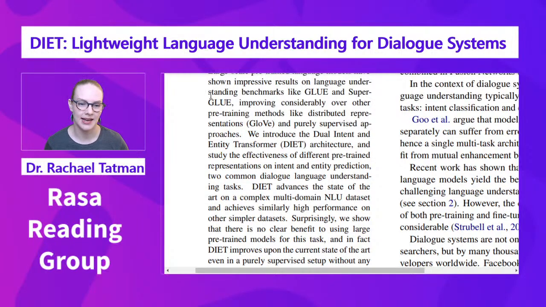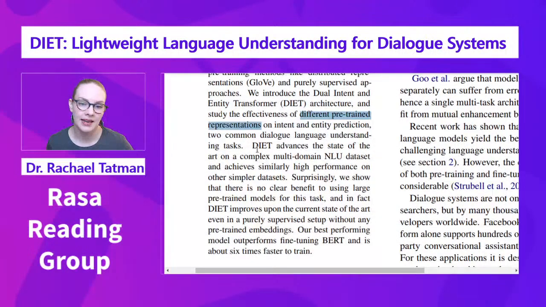We introduce the dual intent entity transformer, DIET architecture, and study the effectiveness of different pre-trained representations on intent and entity prediction, two common dialogue language understanding tasks. So they're going to talk about what the architecture is, and also look at a couple of different pre-trained representations and see how well they work. DIET advances the state-of-the-art on complex, multi-domain NLU datasets and achieves similarly high performance on other simpler datasets. Surprisingly, we show there is no clear benefit to using large pre-trained language models for this task, and in fact, DIET improves on the current state-of-the-art, even in a purely supervised setup without any pre-trained embeddings. Our best performing model outperforms fine-tuning BERT and is about 6 times faster to train.